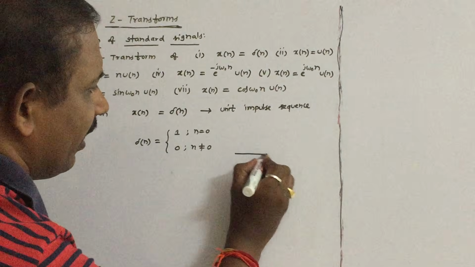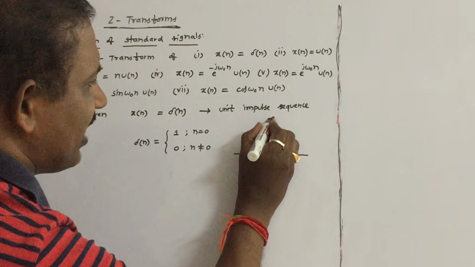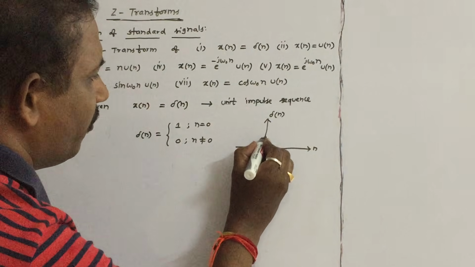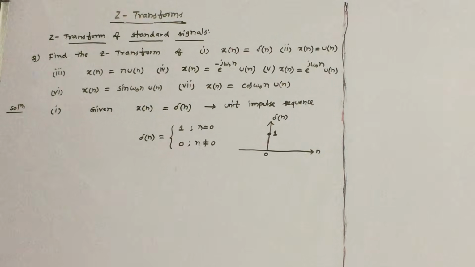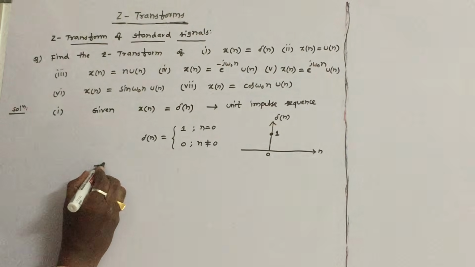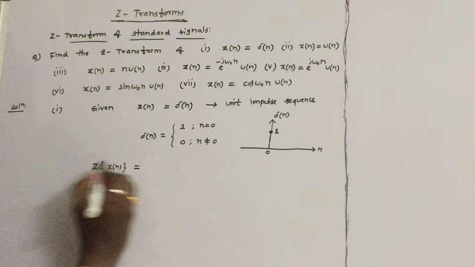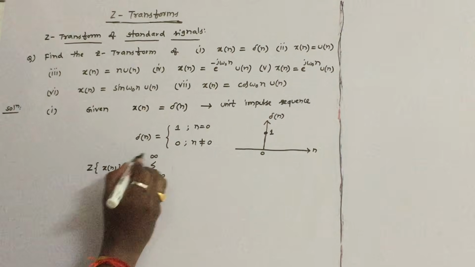So let us represent this graphically. So this is del of n versus n. So it has an amplitude of 1 at n is equal to 0 only. So let us find out the Z transform of this signal. First let us write the two-sided Z transform definition. That is, Z transform of x of n is equal to summation n is equal to minus infinity to infinity.